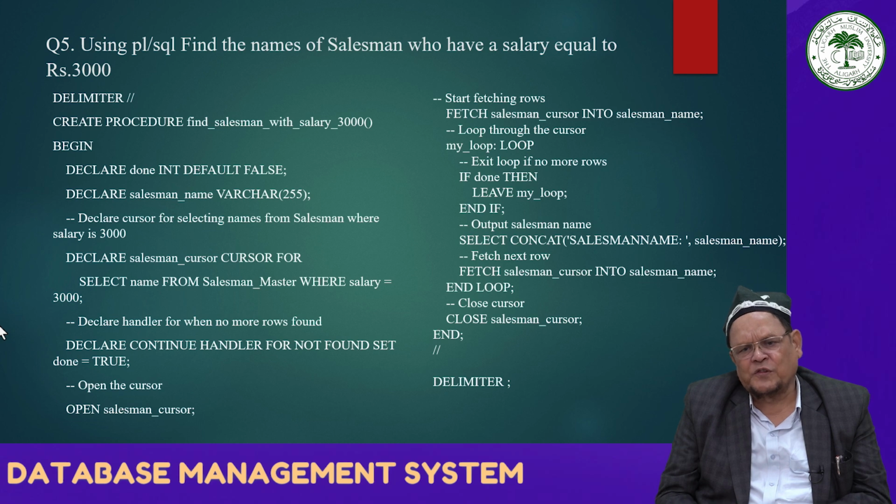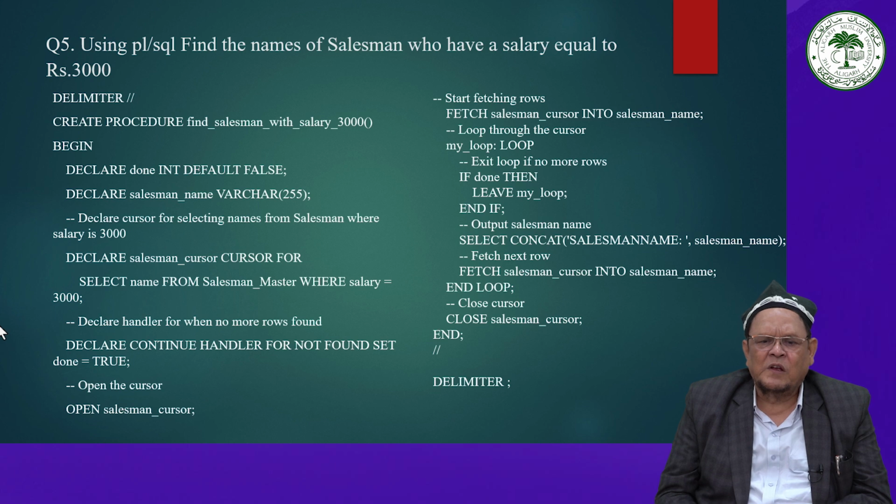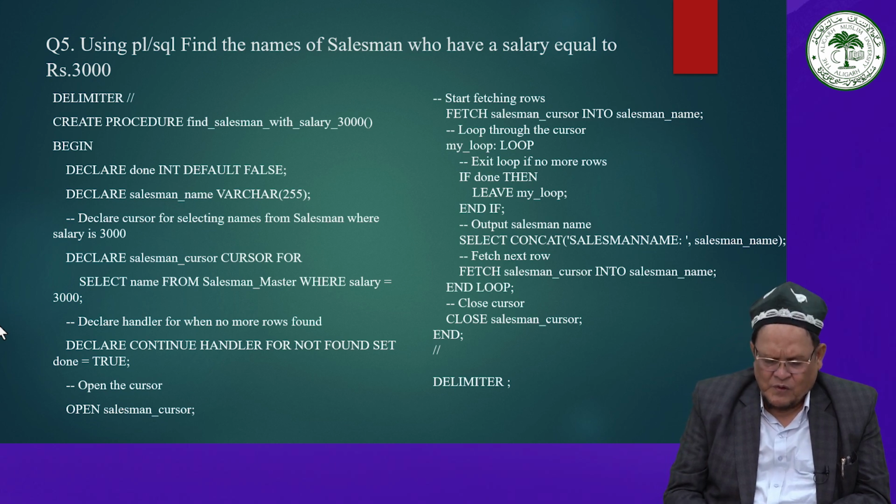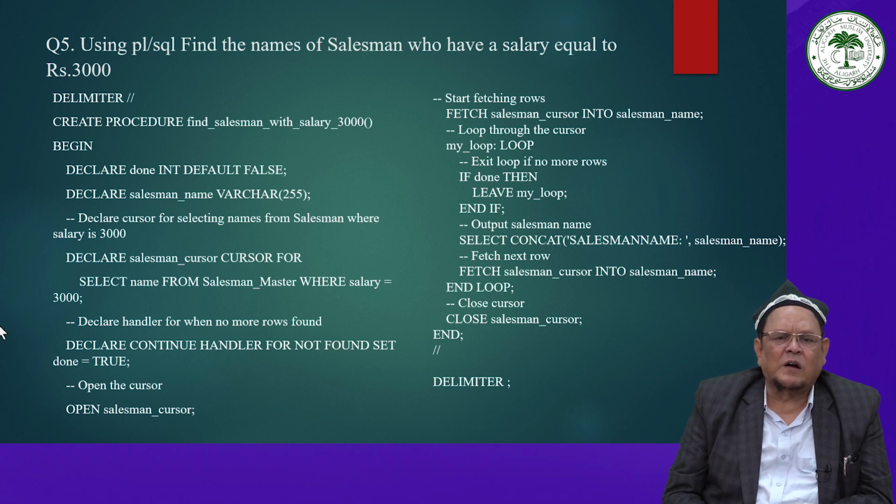Then for the output of the salesman name, you have to select concat of salesman name, and then fetch the next row. You have to write fetch salesman_cursor into salesman_name, and end loop. Then you have to close the cursor. So you have to close salesman_cursor, then end, and then you have to write delimiter. In this way, we are able to write the program. If you run it, it will give the name of the salesman who has a salary equal to 3,000.